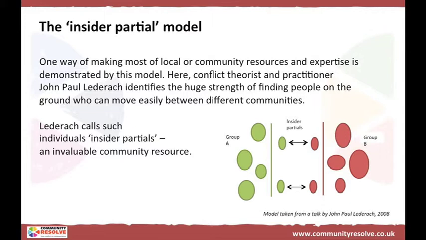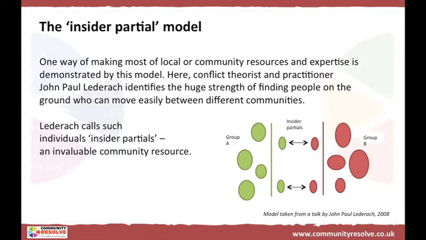Building on that idea of the importance of local skills and expertise and how to use them, we're going to look now at a model called the Insider Partial Model, which has been developed by conflict theorist John Paul Lederach. There's more about him in the additional materials folder. But essentially, he's a very interesting writer and thinker who's worked all over the world with different communities and has developed this idea of thinking about how when you've got two groups that are very separated or possibly in conflict, how can you start bringing them together?